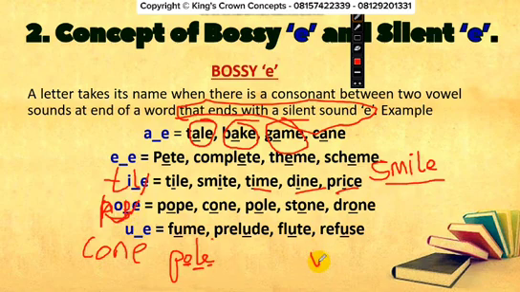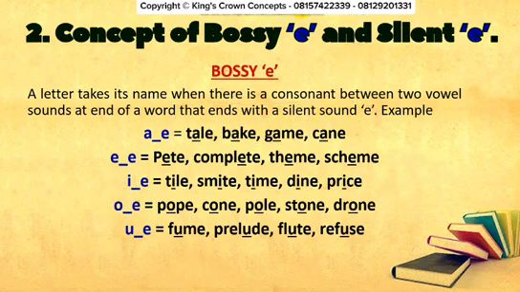So the last one, U. So this is O and E. When the consonant come between O and E, this one becomes, this one take U, letter U. This one say fum, it becomes fume, fume.